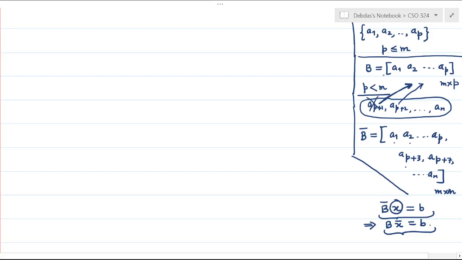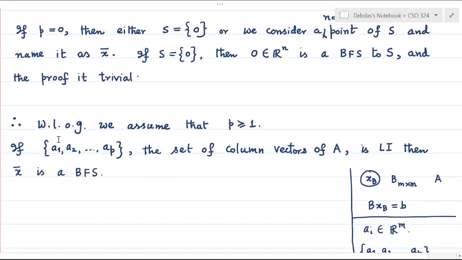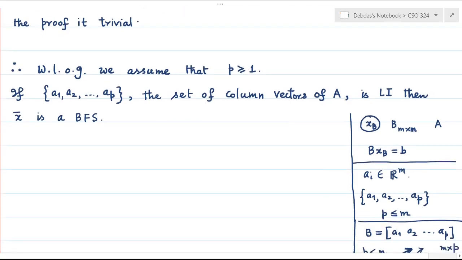Fine. So in the case when p is less than m, we can still observe that the point x bar is a basic solution. So this is the case when a1, a2, ap are linearly independent. If linearly dependent, then obviously x bar is not a basic solution. So in that case, how do we reduce the point x bar to a basic feasible solution? It will be as follows.